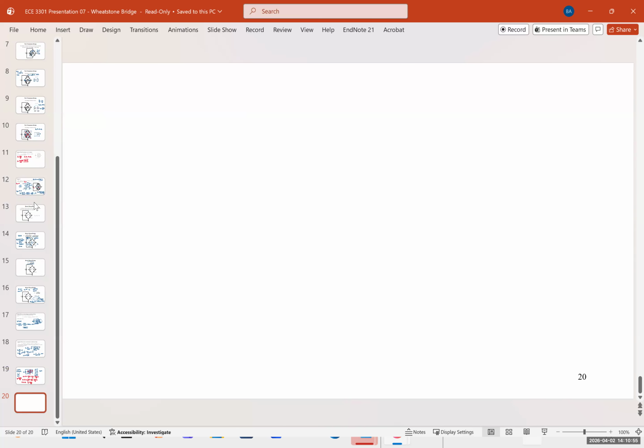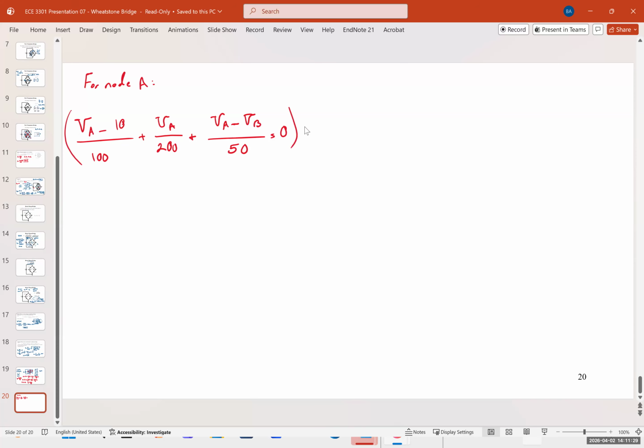So for the given example, for node A, we're going to have VA, which is unknown, over VS, which is 10 over 100, plus VA over 200, plus VA minus VB over 50 is equal to 0. Now what we can do is I can multiply everything by 200 to make it easier.